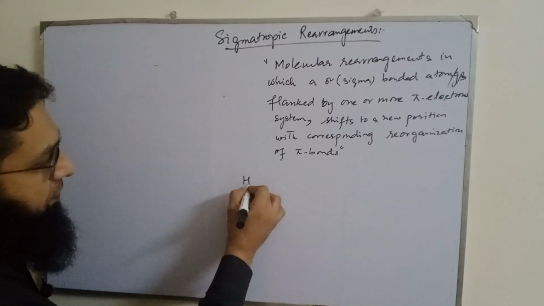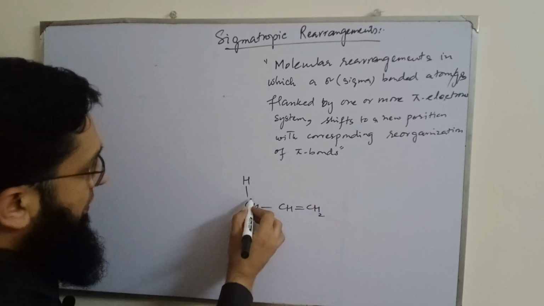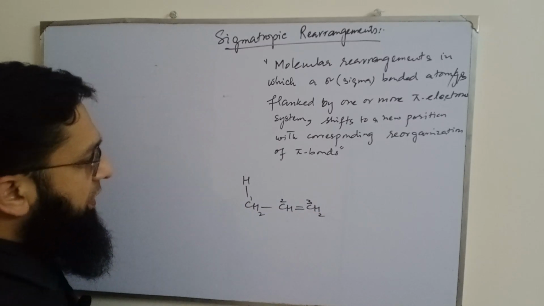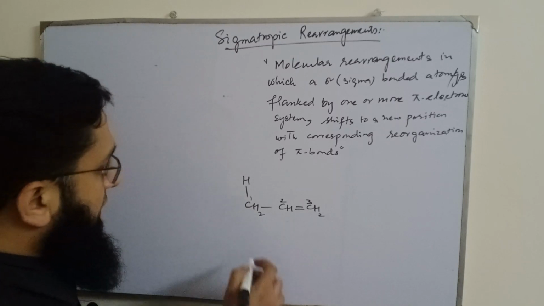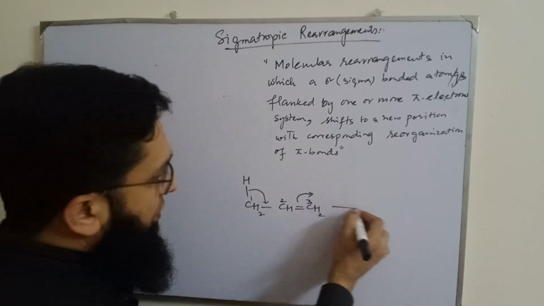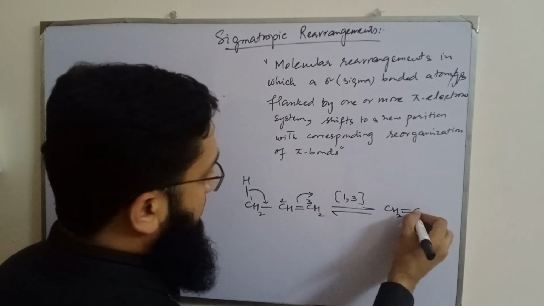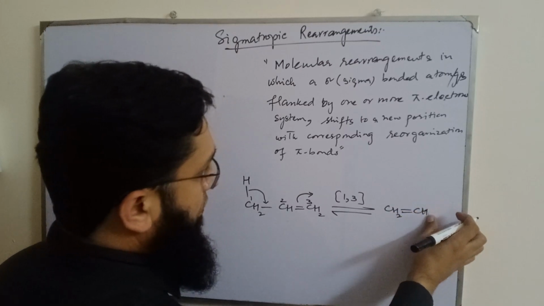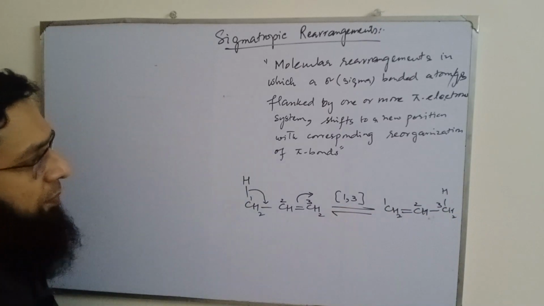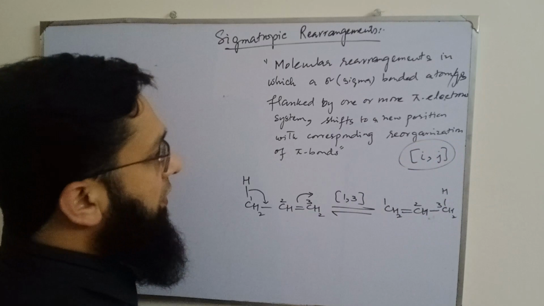For example, we have this molecule and if we number it, these numberings are not IUPAC nomenclature numbering, rather this numbering shows the point of attachment of the migrating group. So this shifts here and this shifts here and takes this hydrogen. So this is 1,2,3. This is a 1,3 sigmatropic shift. And these numbers are represented by i and j, and they just show the point of attachment of the migrating group.